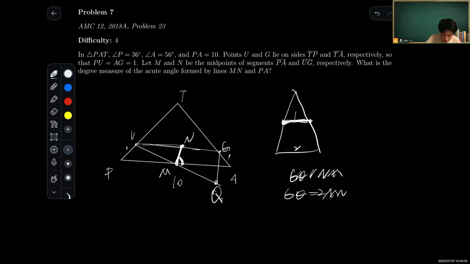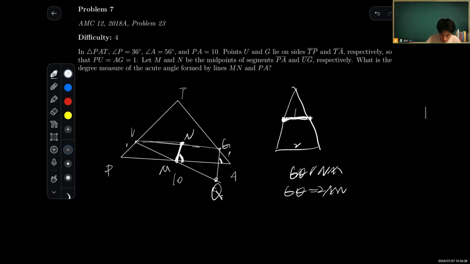Now, this transports this angle over here to this angle. And what's even more interesting is when you connect AQ, you notice that these triangles are congruent. So in fact, since this is 56 degrees and this is 36 degrees, we can just move it over. This is 56 degrees, so over here it is 36 degrees. So angle PA is 36 degrees.